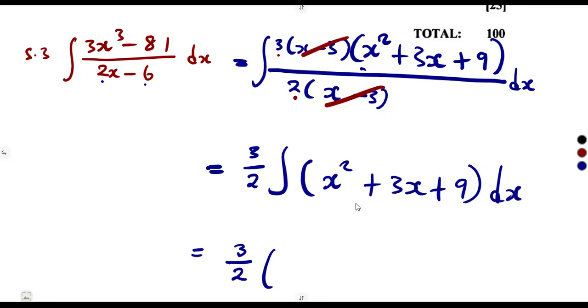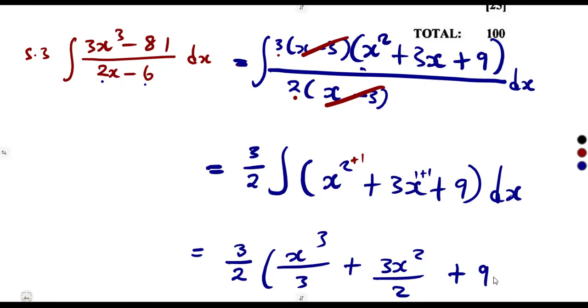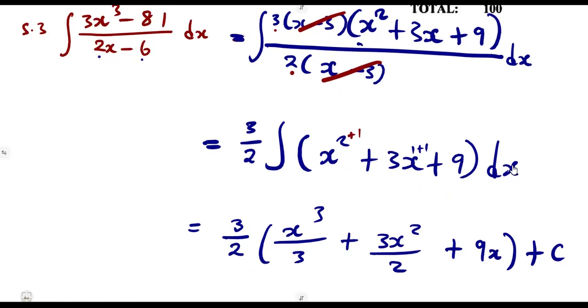x squared. Remember, integration, you add the exponent, then you divide by the new exponent, over 3, plus we do the same thing, we add 1, so it's 1 plus 1, which is 2. So it's 3x squared over that 2. Okay, plus 9 is a constant, so you're going to multiply by what? By x. So it will be 9x plus the constant of integration.